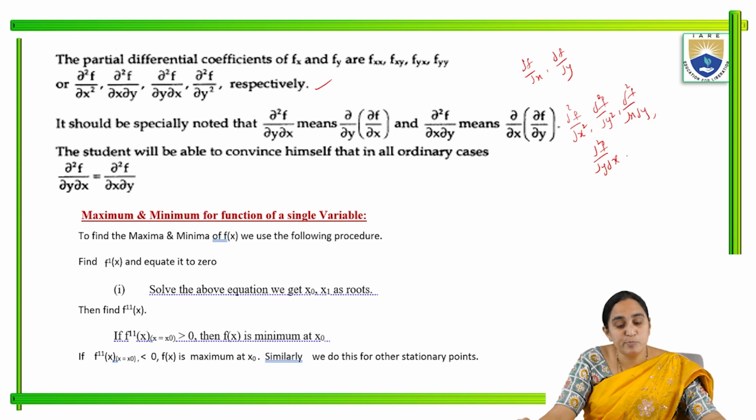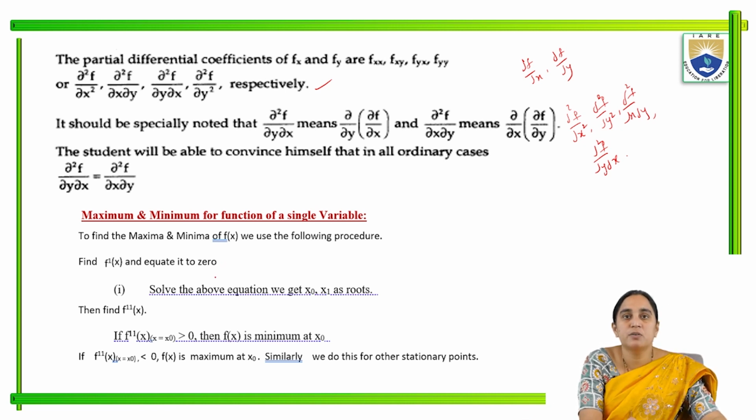Under that, I am explaining maxima and minima for functions of a single variable. That is, to find the maxima and minima of the function f(x), we use the following procedure. First of all, we have some rules or procedures. For that, what about the first one? Find f'(x) and equate it with 0. Solve the above equation, and we get x0, x1 as roots.